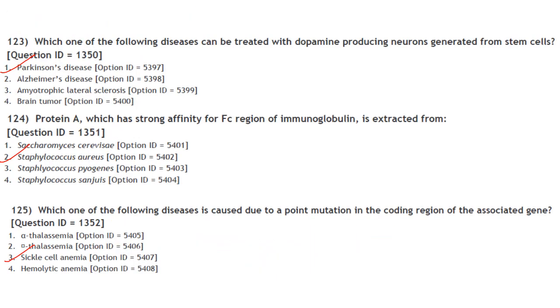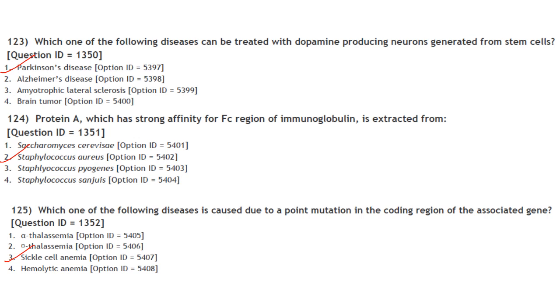Then, which one of the following diseases can be treated with dopamine producing neurons generated from stem cells? So it is Parkinson's disease. Answer is option 1. Protein A, which has strong affinity for the Fc region of immunoglobulin, is extracted from Staphylococcus aureus. Answer is option 2.